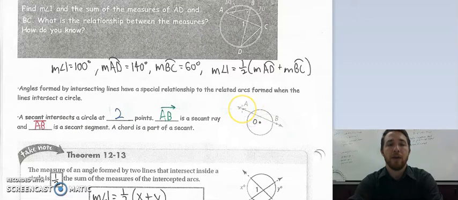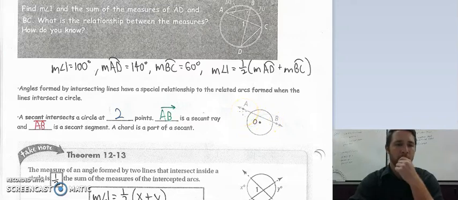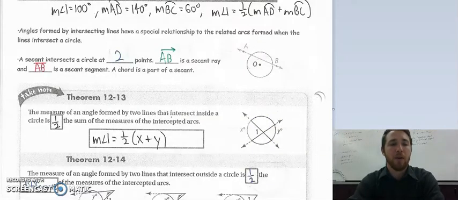AB would be your secant ray, so if I start here at A, continue through the circle in 2 points, and go through B, that would be a ray. AB would be a secant segment because I could just start at A, stop at B, and that's still going through the circle and intersecting at those 2 points without it just being a chord. So chord is the part of the secant, but again, the chord is the part that stays inside the circle. So we're going to be using that in a few theorems.